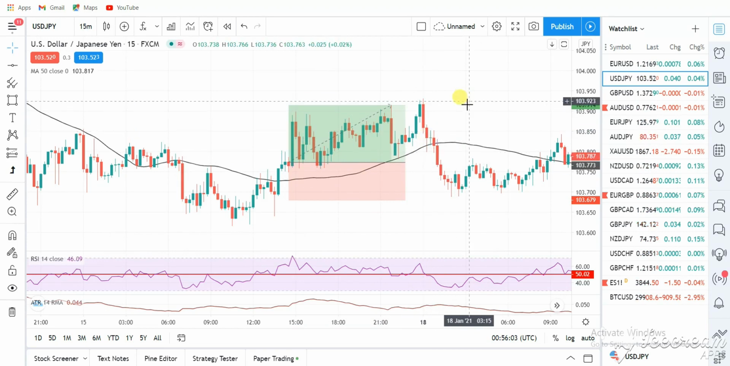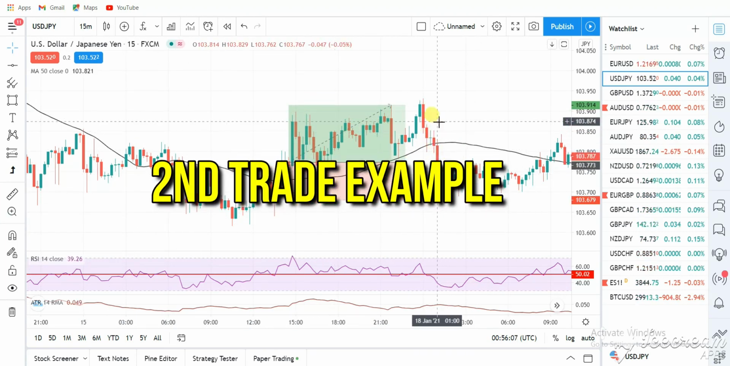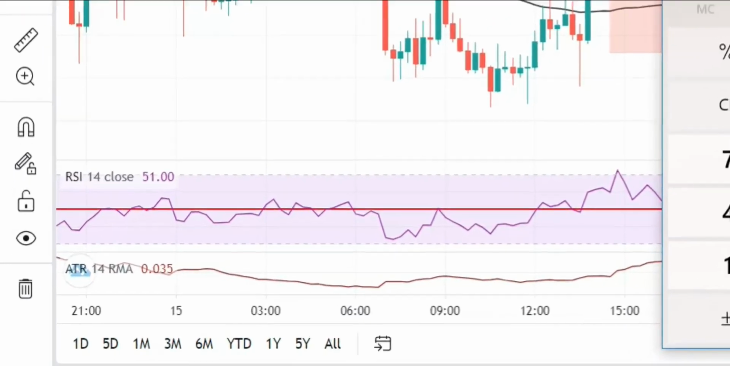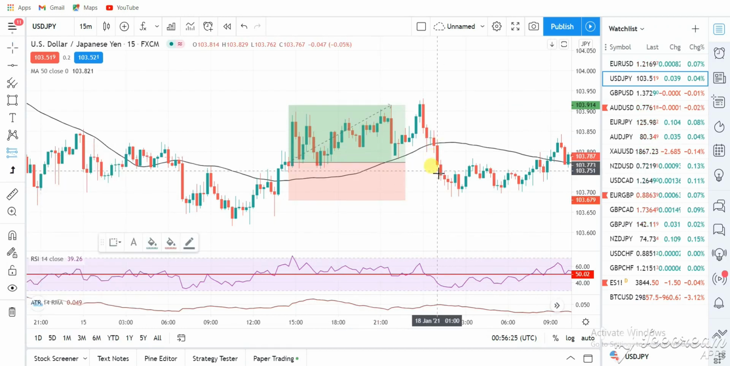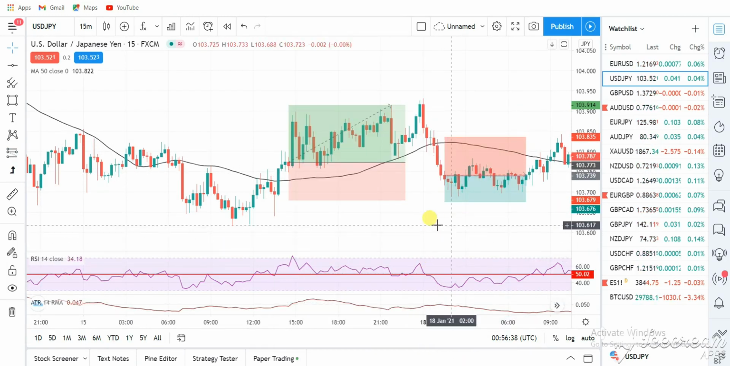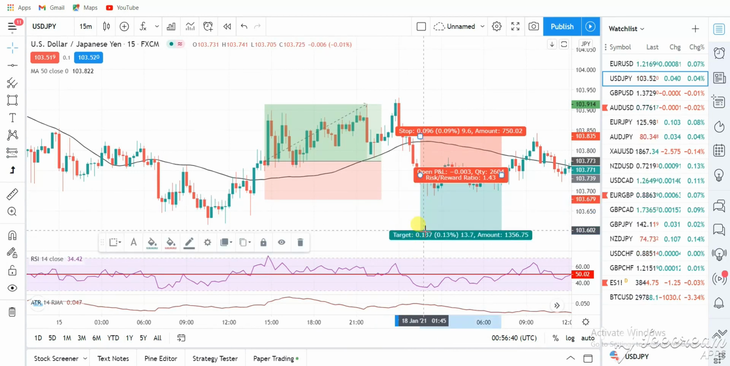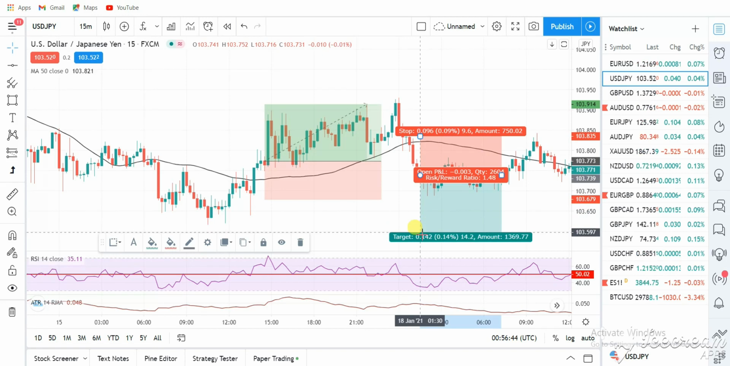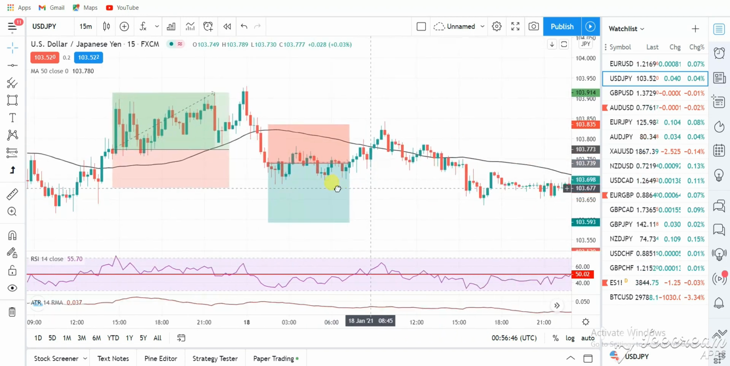So at this point, let's look for a new entry. You can see a break followed by two bearish candlesticks. So what is the ATR of this candlestick? The ATR is 49. So 96 pip stop, 1 to 1, sorry, 1 to 1.5, and let's check it out.